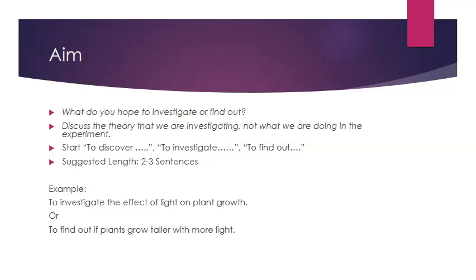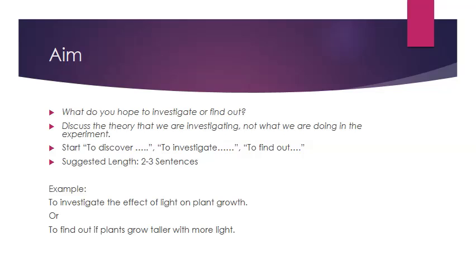The first section of a practical report is the aim, and this is probably the shortest section of a practical report. First of all, we want to know, what do we hope to find out, or what are we investigating? So once we know what we're talking about, the rest is actually quite easy. All we need to do is start to discuss what the theory is that we're investigating rather than what we're doing. And we usually start with a sentence stem like to discover, to investigate, or to find out.